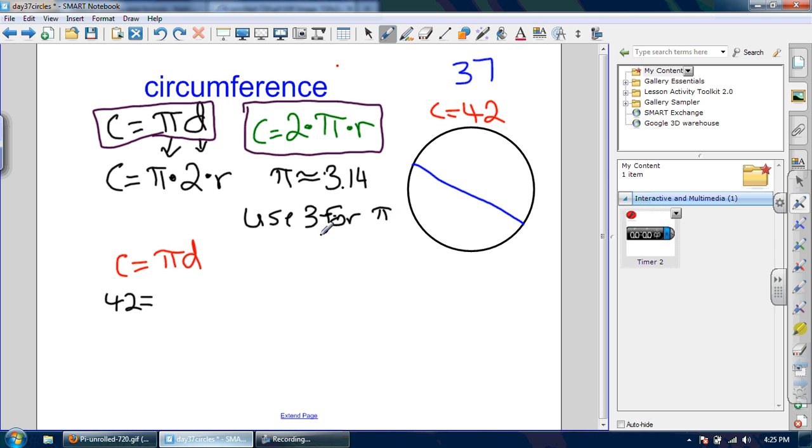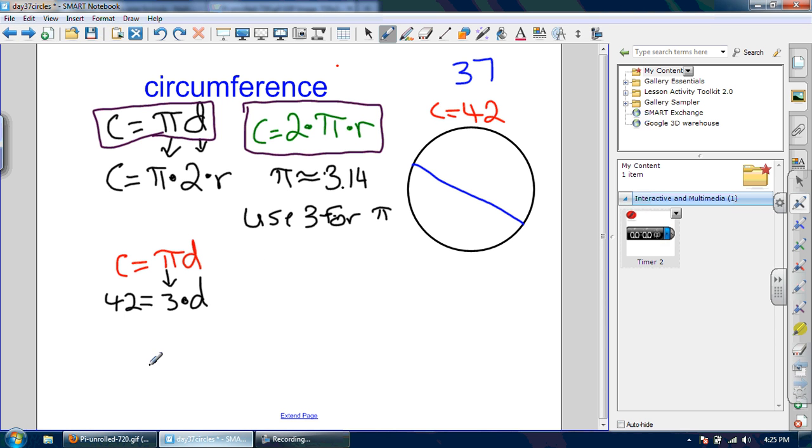Now don't get confused. Don't let this make you think that pi equals 3, because it doesn't. Don't ever go anywhere and try to say pi equals 3, or they'll make fun of you. Okay? But for the sake of doing easy math in class, we're going to use 3 for pi. So I'm going to replace this pi with just the number 3. So now we've got 3 times the diameter.